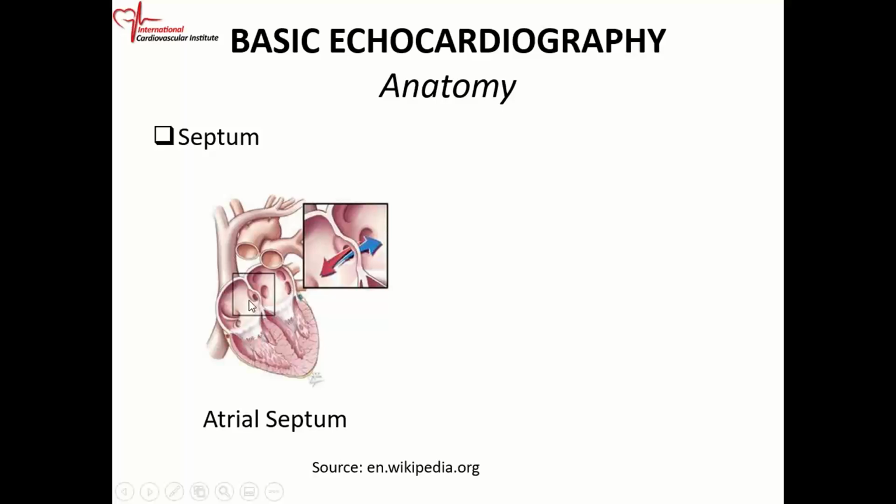So in fetal life, remember the fetus is going to get blood supply from the placenta, the maternal placenta. Oxygenated blood is going to travel to the right atrium, and then through the foramen ovale into the left atrium, because remember, the baby's lungs are not functional. All right, so that's the atrial septum.